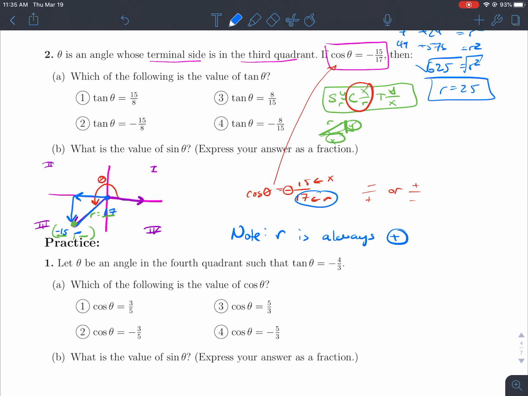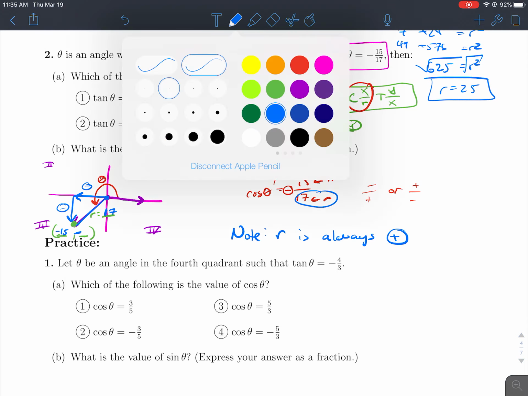R is always positive. And the only way you can tell with x and y is you draw the picture and you see if you're going in a negative direction for both, and we are this time. All right, so for y, let's see. How do we calculate y?